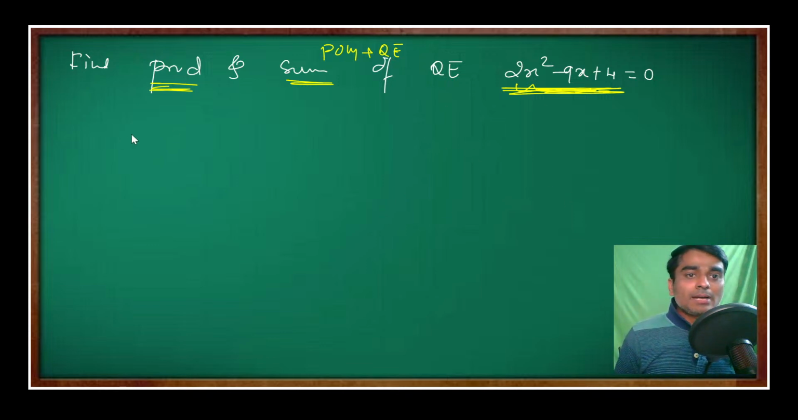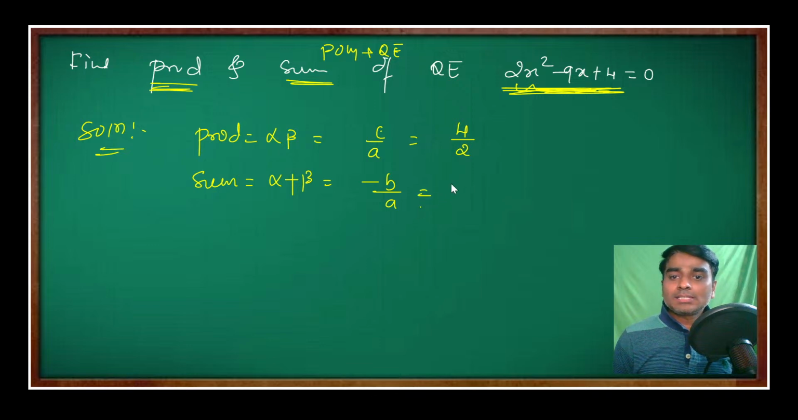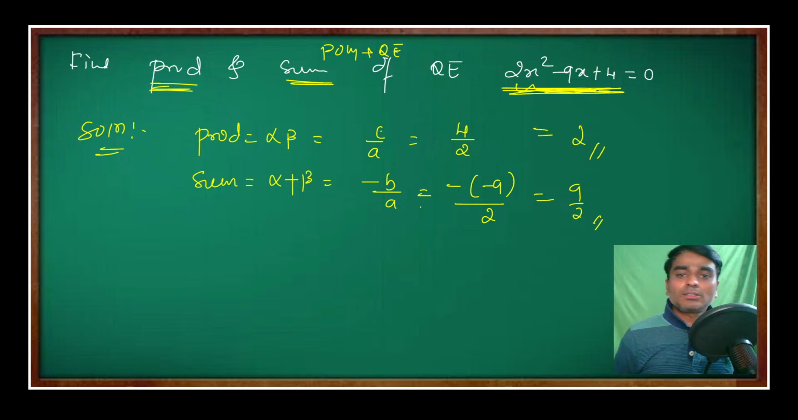So we will take sum. So we know, directly the solution, nothing writing. Directly the answer. So what is the product? Product is alpha beta. Then what is the sum? Sum will be alpha plus beta. What is this formula? Minus b by a. What is this formula? C by a. What is C here? 4. What is A? 2. And minus of minus 9 is 9. So the answer is 9 by 2 and 2. Finish. That's all. 2 marks.